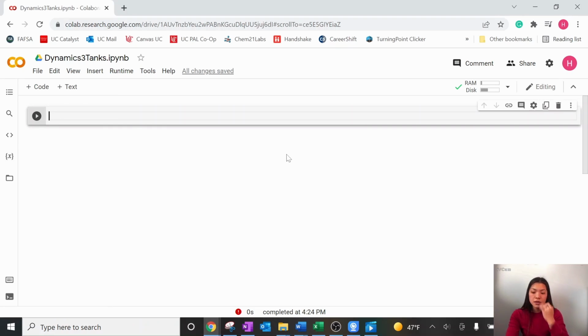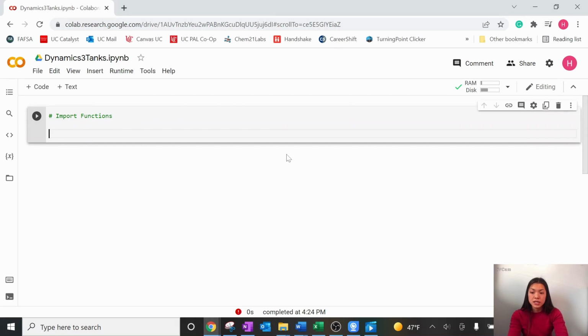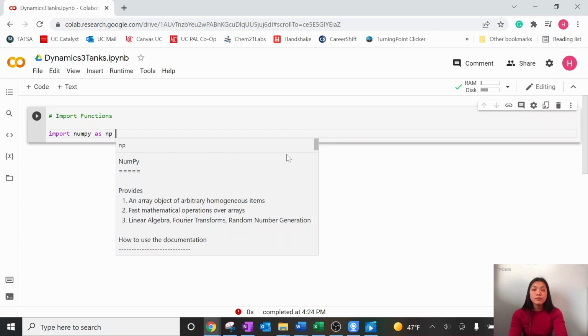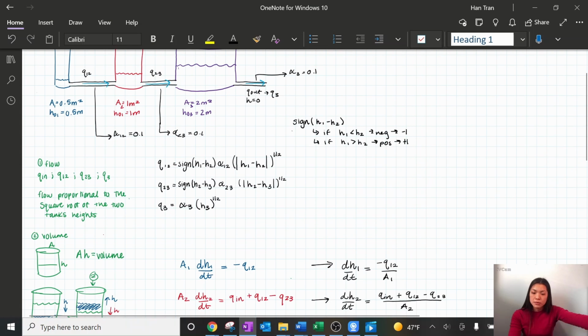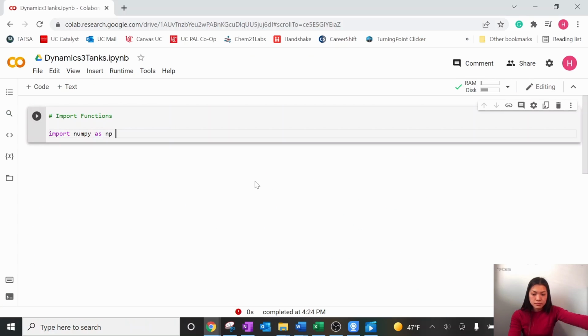And so the first thing that we want to do is import functions that we are going to be using in order to write this simulation. So we're going to be using NumPy. This is a function pack that will allow us to perform mathematical equations and so much more, but we will mainly be using it because we have absolute values here.